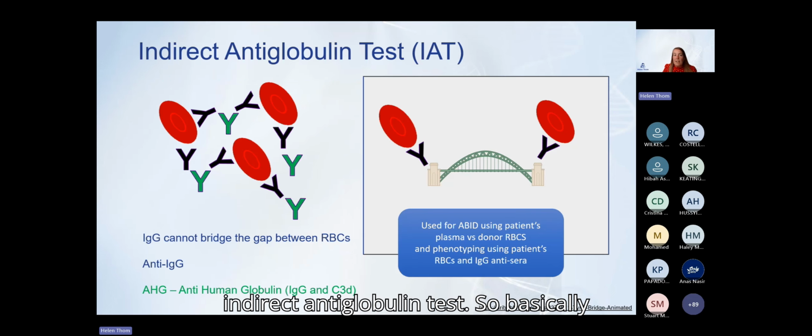We'll cover the indirect antiglobulin test. When there's an IgG antibody present, IgG isn't capable of bridging the gap between red cells, so you need to add a bridging antibody. We discussed how you use anti-human globulin for this. It's a mixture of IgG and complement, but it will bind your IgG together. When you centrifuge your samples, this is how you get agglutination when you're doing your IAT.